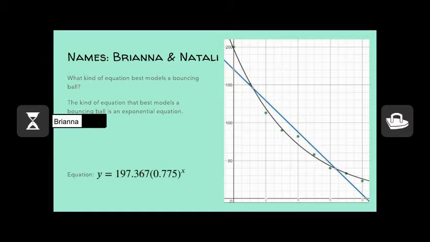This is our data. We know that it fits an exponential equation because when we put the table into Desmos and fit a linear and exponential equation to it, we found that the exponential equation fit it better than the linear. The exponential equation that fits best is y equals 197.367 times 0.775 to the power of x.